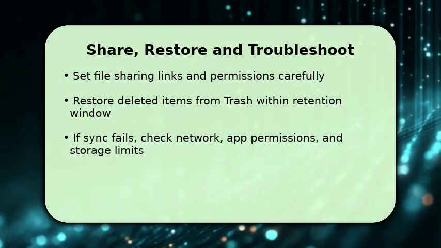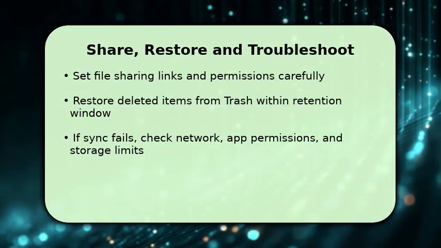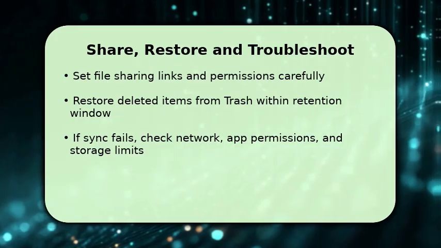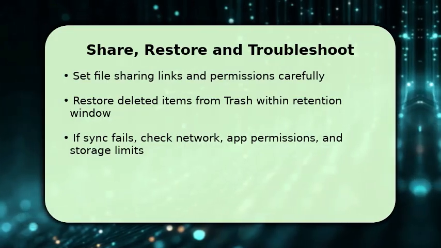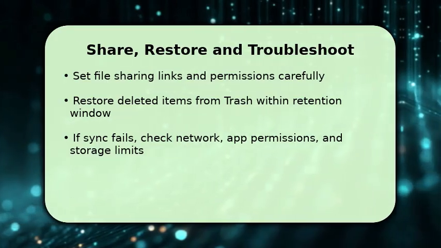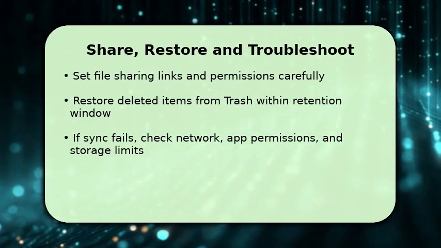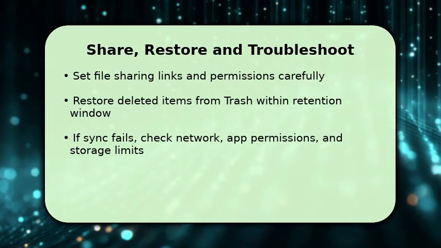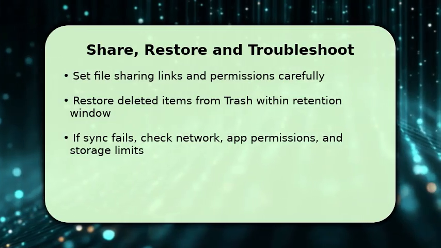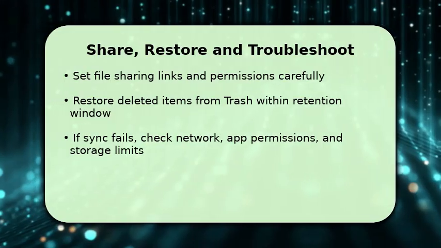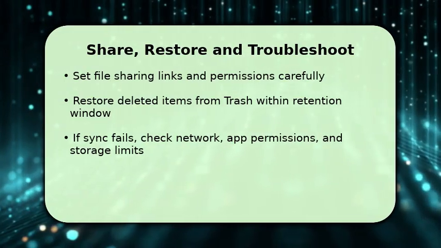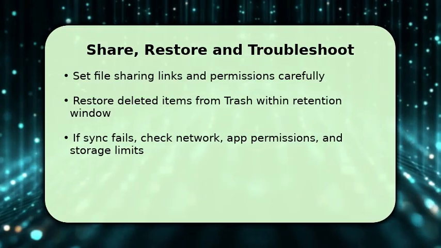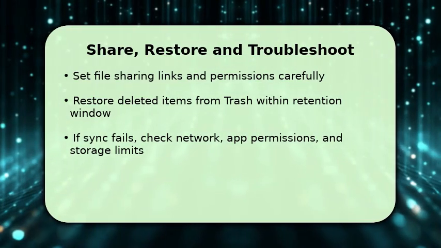Finish by sharing and restoring. Generate share links with view or edit permissions, and test a link to confirm access. For device transitions or accidental deletions, use the Cloud app's restore or recently deleted folder within the retention period to recover files. If sync or uploads fail, first check Wi-Fi and mobile data settings, then confirm app permissions for photos and files and that your account storage isn't full. If needed, sign out and sign back in to reinitialize syncing.